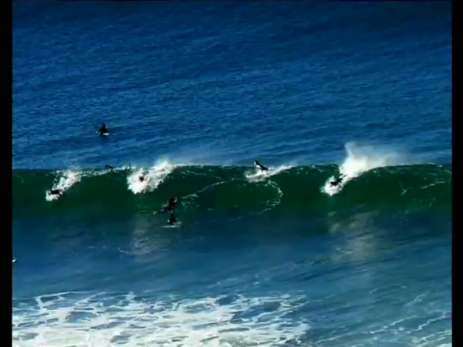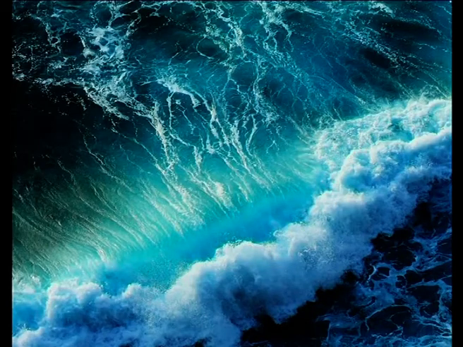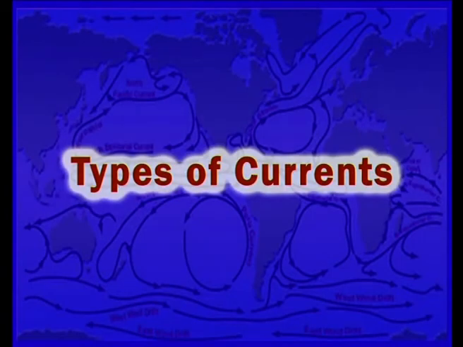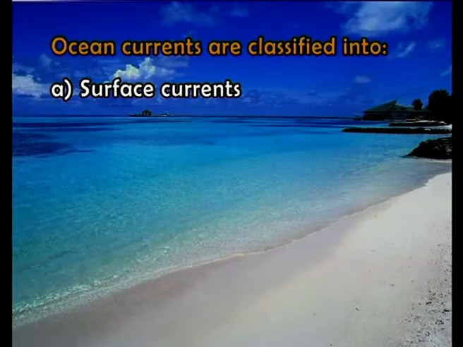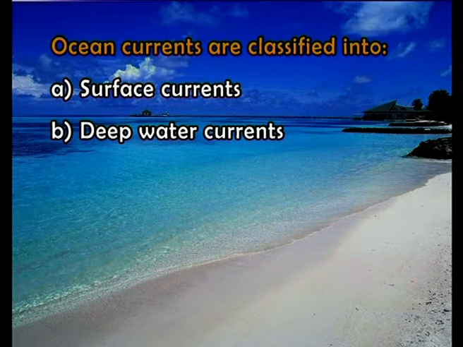Currents can be very useful for ocean life as well as for human beings. Currents vary in size, strength and importance. However, they are broadly classified into two types based on how they originate. There are two types of ocean currents. One is surface current, another is deep water currents.